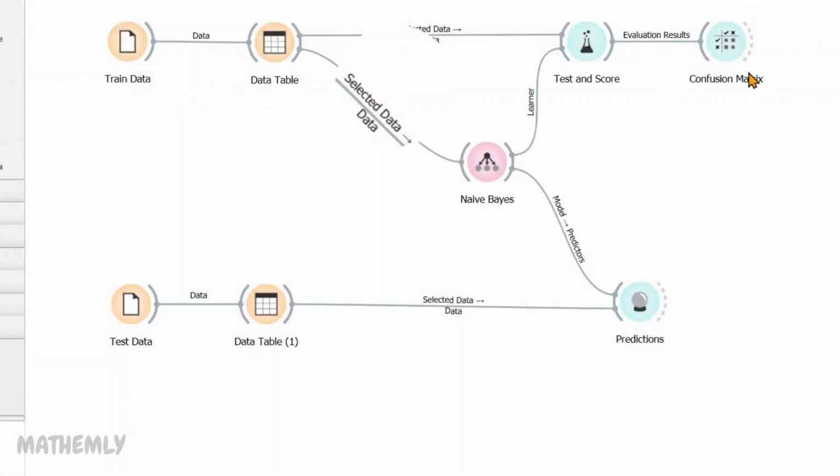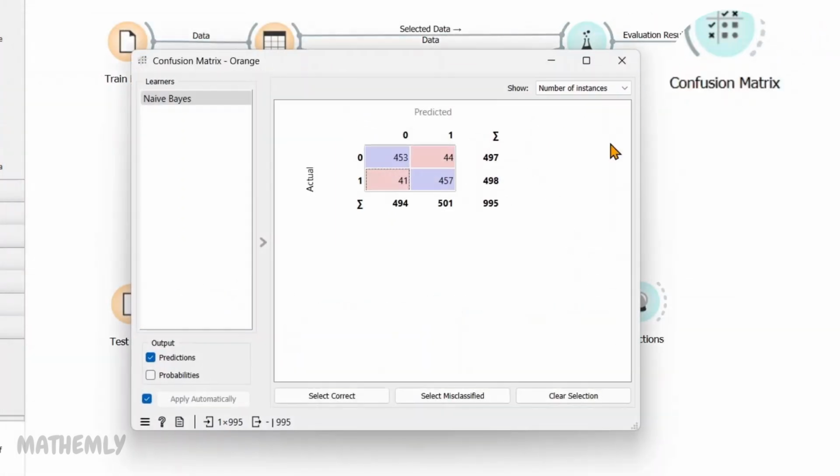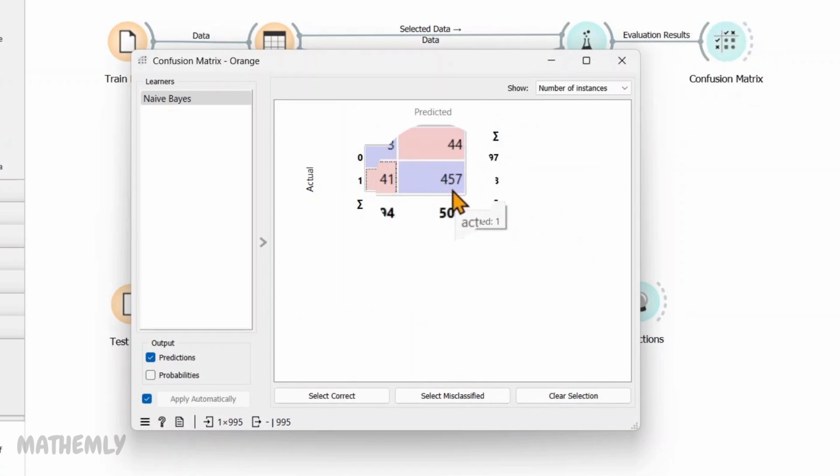To better understand how our model performs, we use the confusion matrix, which breaks down predictions into 4 categories. True positives. The model correctly identified 457 diabetic patients.